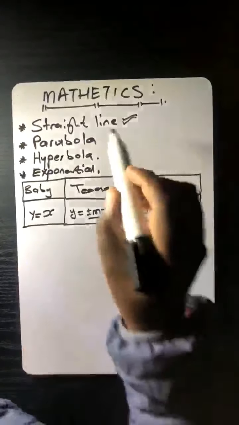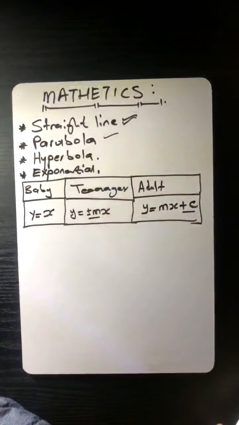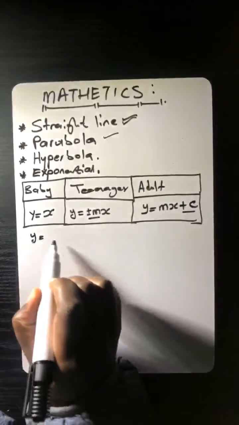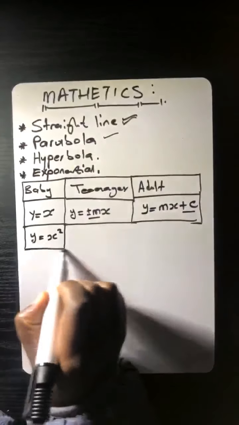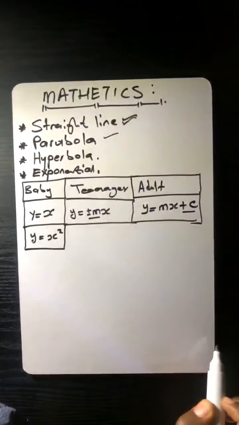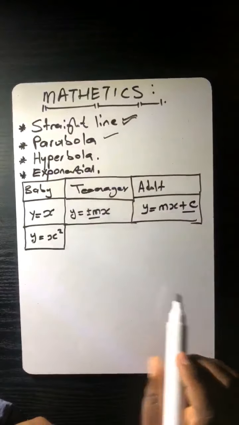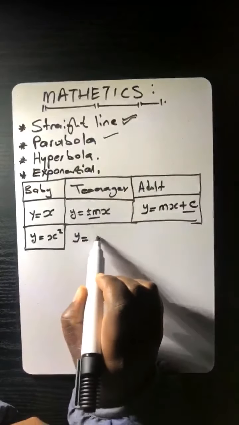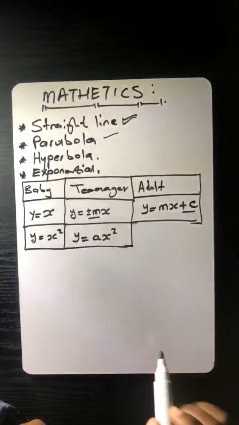Where are we now? Let's quickly talk about a parabola. This is just a revision. Remember, we've got y equals x squared. This is the formation of a parabola at a baby stage. So remember, guys, it keeps on evolving. Let's have a look at what we call the teenage stage. So this is how it looks.